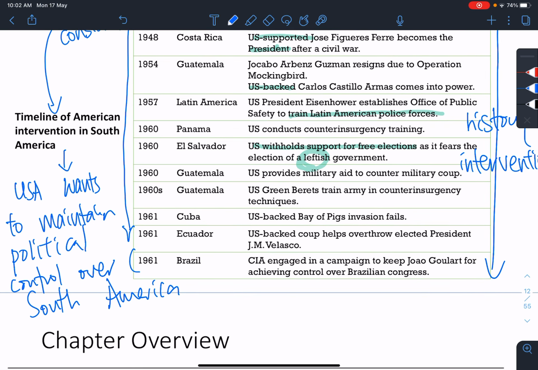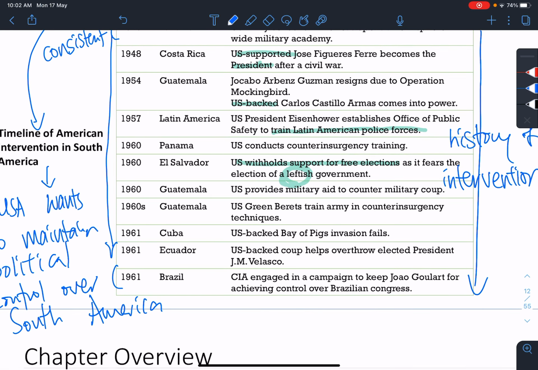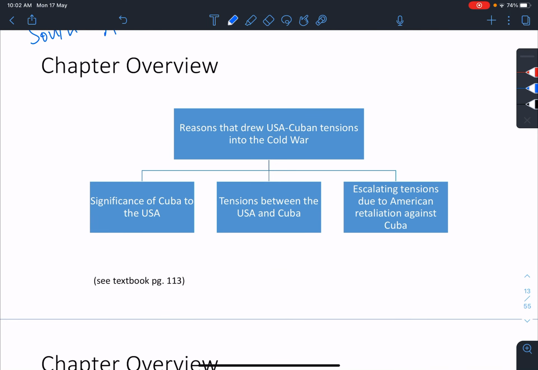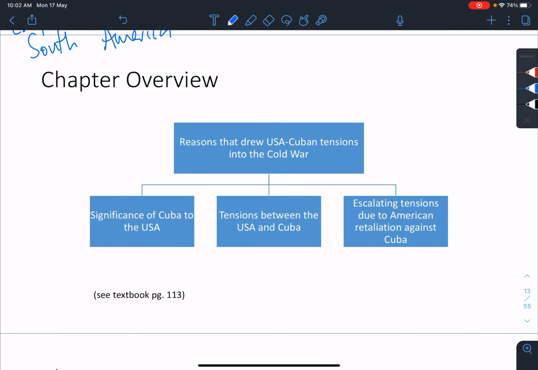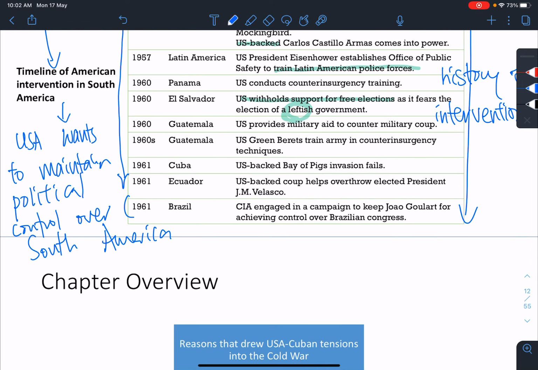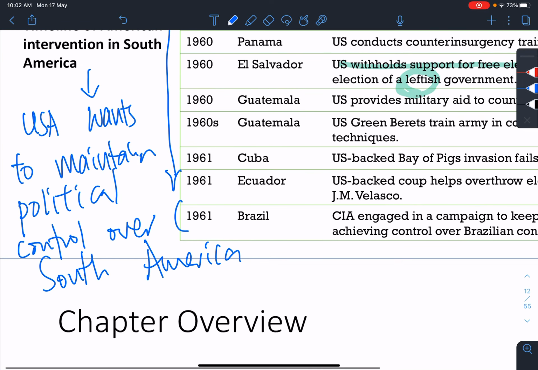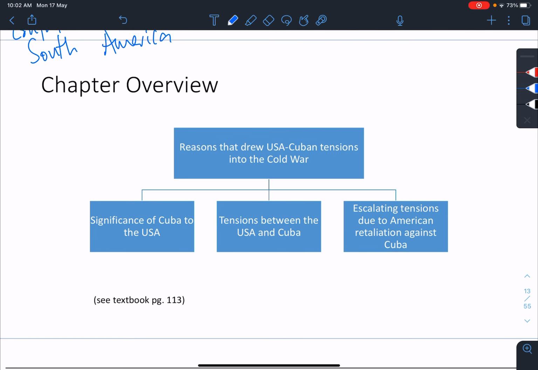And Cuba is in South America, so you can imagine what is going to happen. Okay, and so that is how we can start to understand the relationships between USA and Cuba. USA is very invested in maintaining political control. Okay, so that already brings us to why Cuba is significant to the USA. Okay, then the next thing we'll look at is the tensions and how they interact.